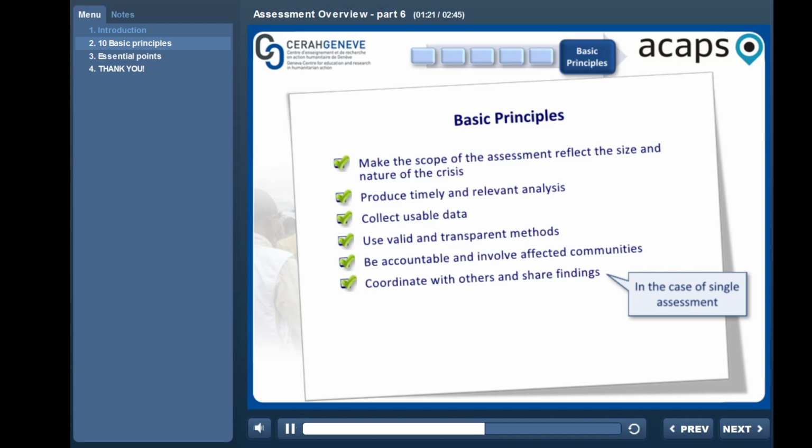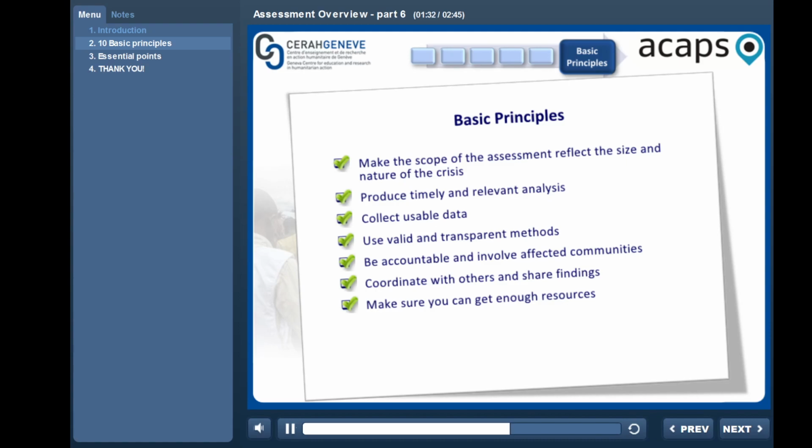If you do a single agency or single sector assessment, make your findings available to other sectors, national authorities, and representatives of disaster-affected communities. You may need to form and train an assessment team and support them with logistics, transport, communications, and accommodations, and so on. You need your organization to fully support the assessment.